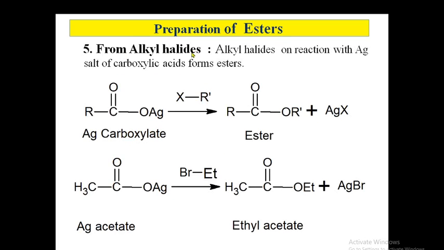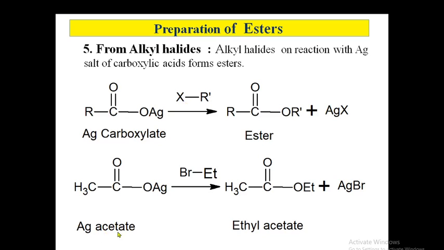From alkyl halides also we will get the esters. So how will we get the esters? For that you have to take the silver carboxylate salt and react it with the alkyl halides. Simple AgX, that silver halide, is eliminated and you will get the ester functional group. Silver halide is a precipitate, so it settles down.